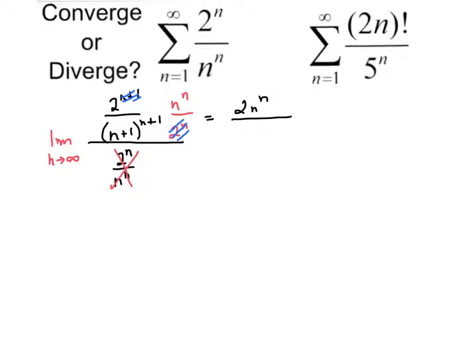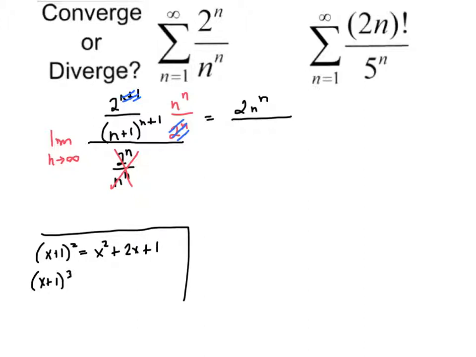On the bottom, I want you to think about this. If you expanded this out, n plus 1 to the n plus first power, think about expanding things. Think about x plus 1 squared. Well, that's x squared plus 2x plus 1. The first term is just x squared. If you have x plus 1 cubed, that's x cubed plus blah, blah. It's 3x squared, 3x and 1, but the first term is x cubed. If you have x plus 1 to the 8th, the first term is going to be x to the 8th power, and then it'll go on from there.